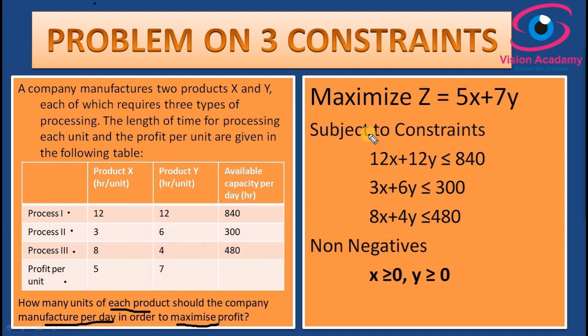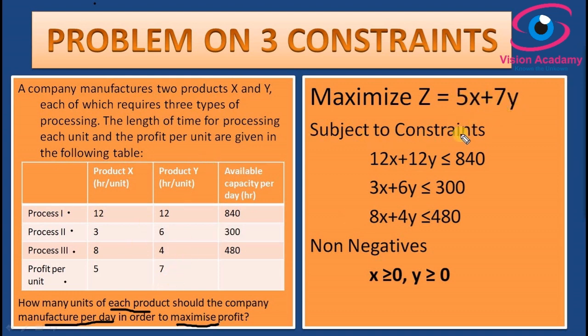Okay, so here on the right side I have made a mathematical formulation of this. Since the profit per unit is given, it's profit related information, so I will make it a maximization. Maximize Z equals 5x plus 7y. Products X and Y I have taken as x and y. Product X gives 5 rupees per unit, so 5x. Product Y gives 7 rupees per unit, so 7y.